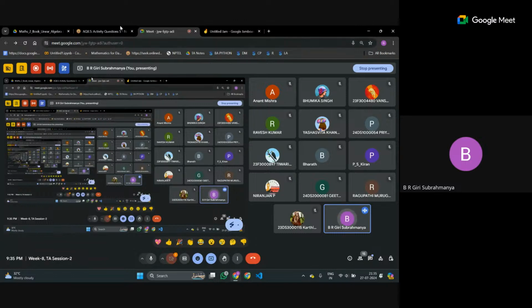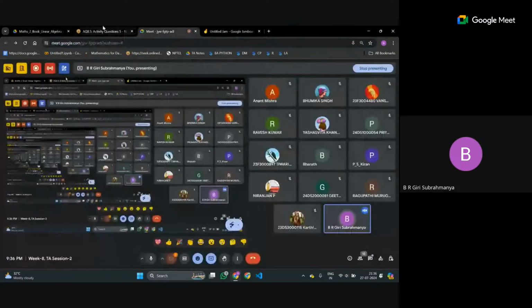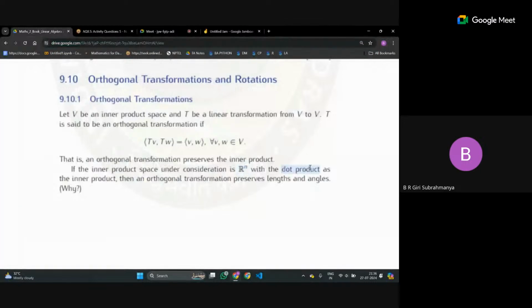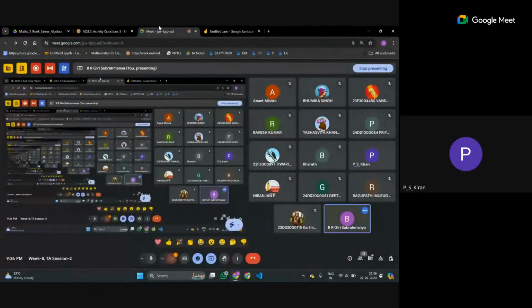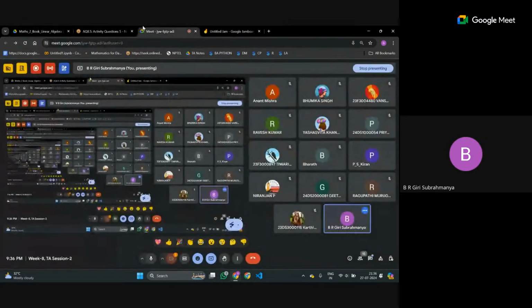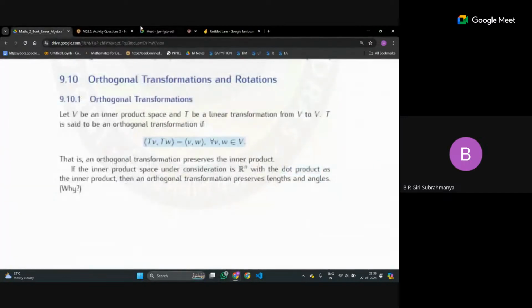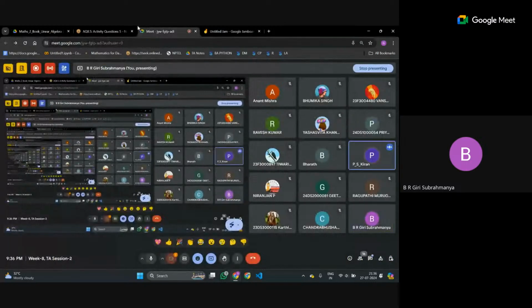Now what they are saying is, if R power n is under consideration, I think Kiran, you asked for some other inner product being defined, right? What if the inner product is not the standard inner product? See, if it is not the standard inner product, will we get the length preserved? Maybe this will be true, but will it be equal to the length? That is the question. I think it shouldn't be equal to the length.